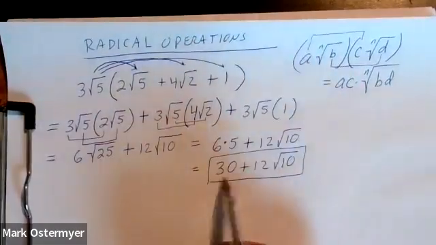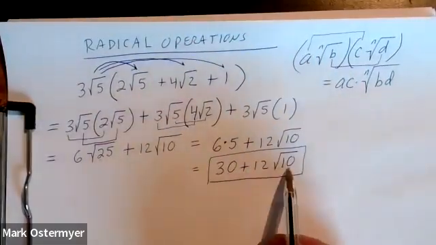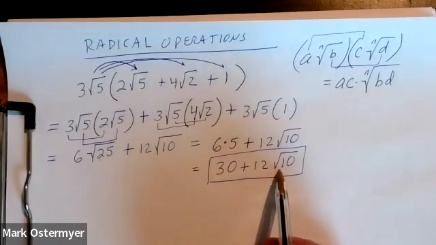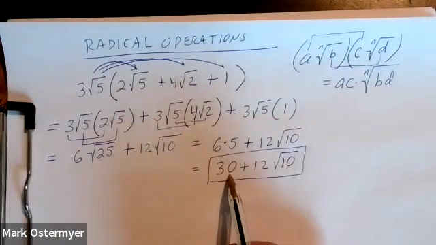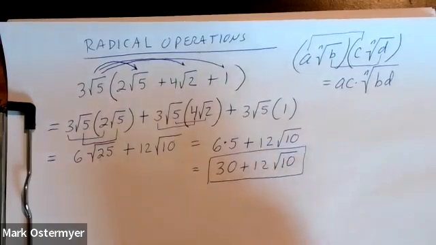We cannot add the 30 and the 12 together because these are not like radicals. This has a square root of 10 attached to it. This one does not. So we'd have to leave our result as is.